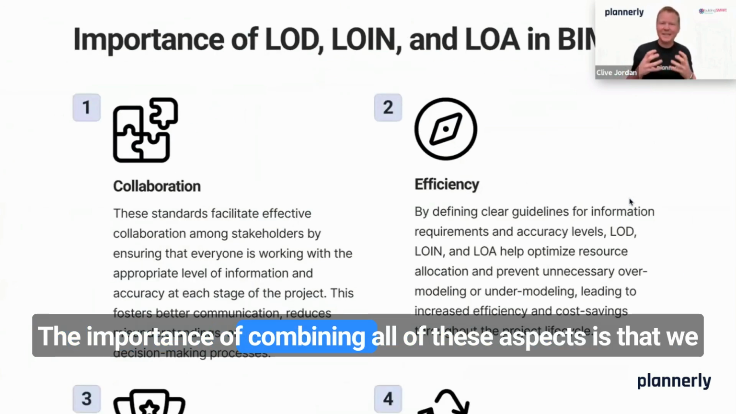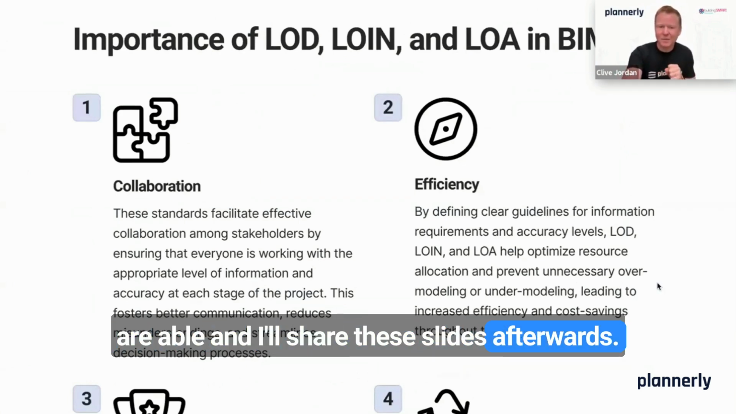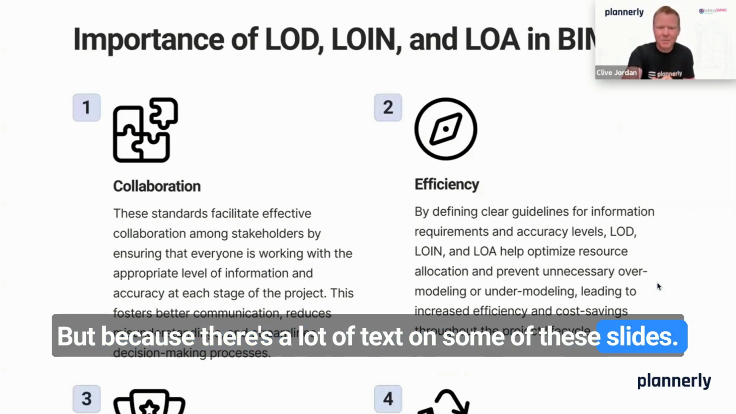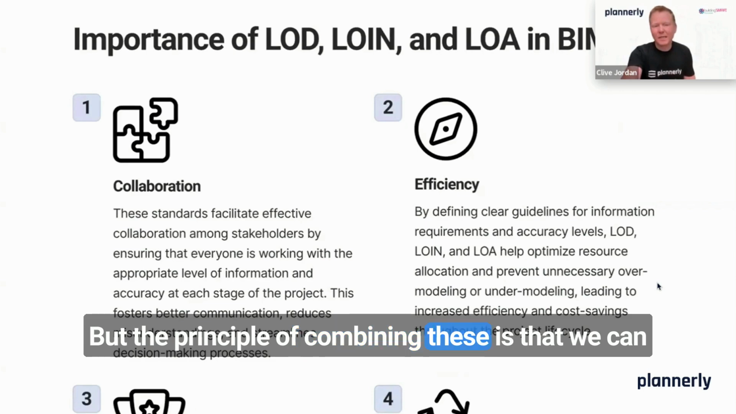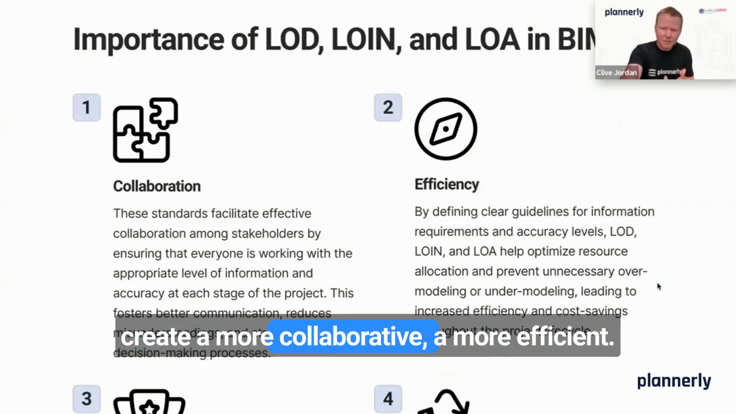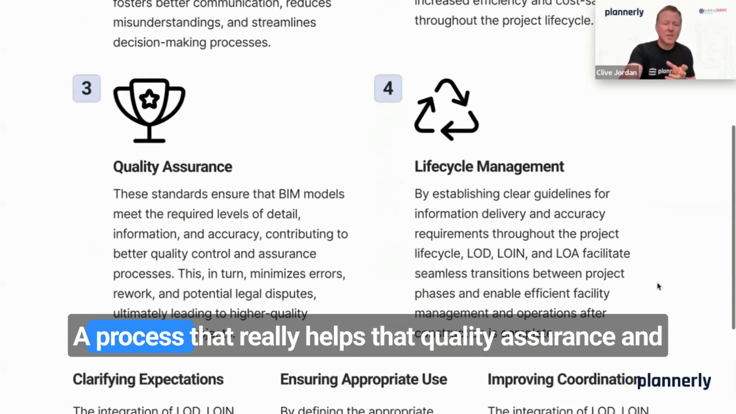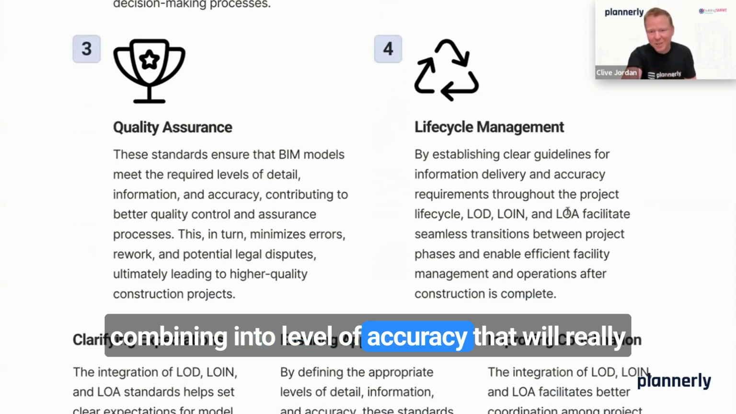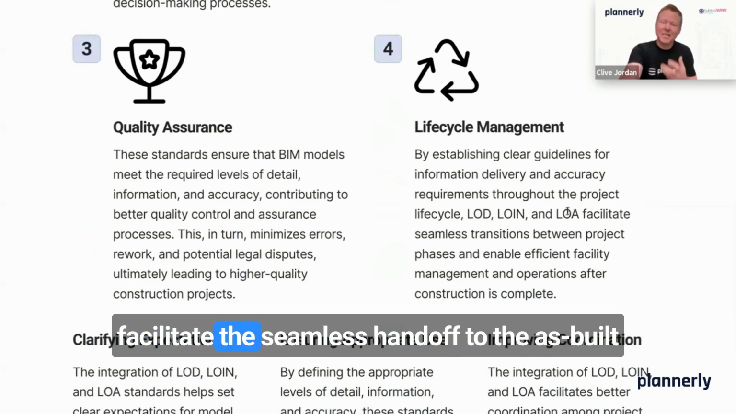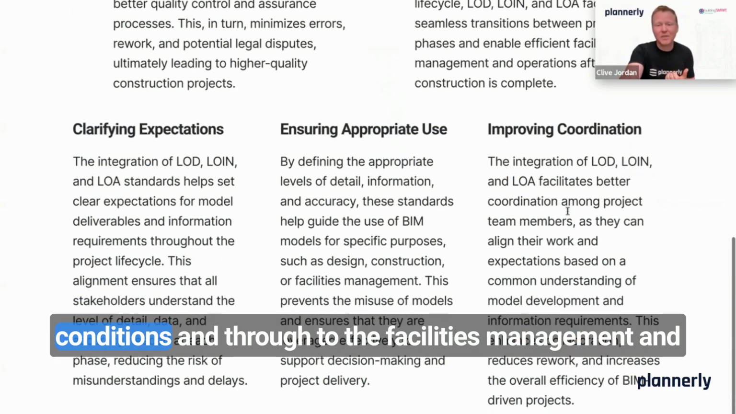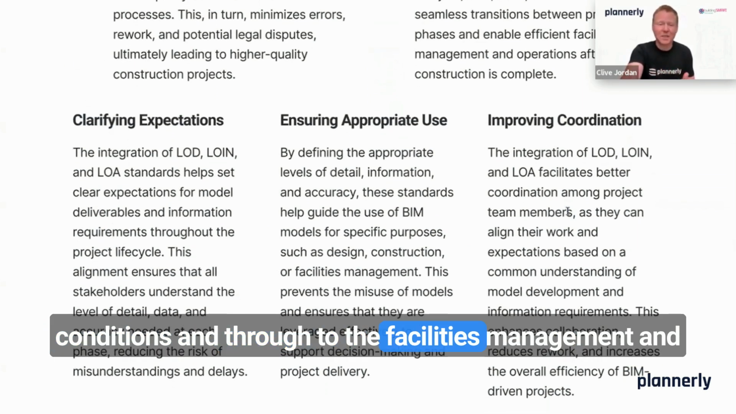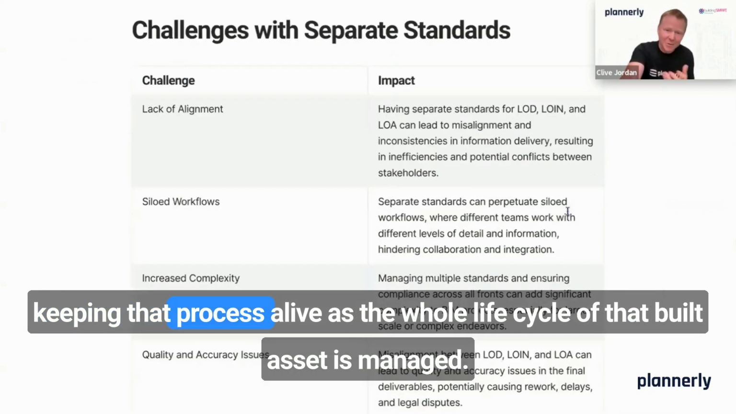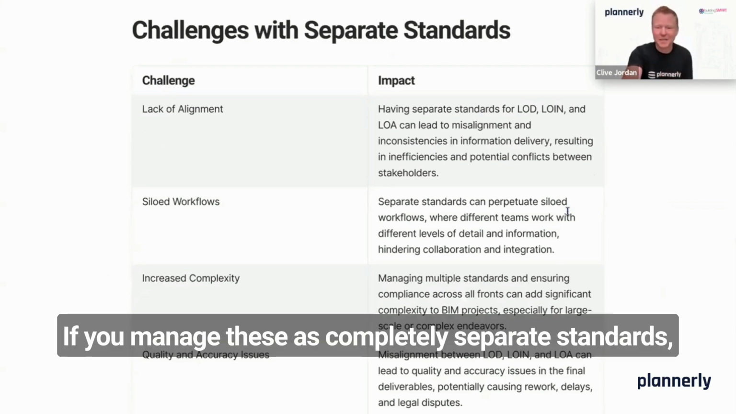The importance of combining all of these aspects is that, and I'll share these slides afterwards because there's a lot of text on some of these slides, but the principle of combining these is that we can create a more collaborative, more efficient process that really helps quality assurance, and combining into level of accuracy that will really facilitate the seamless handoff to the as-built conditions and through to facilities management, and keeping that process alive as the whole life cycle of that built asset is managed.